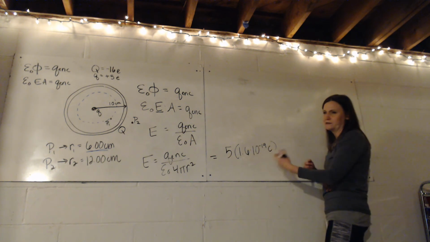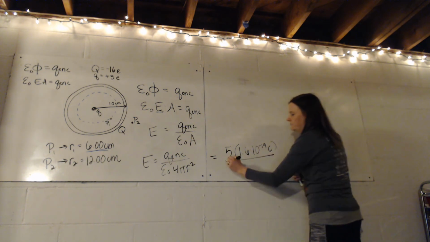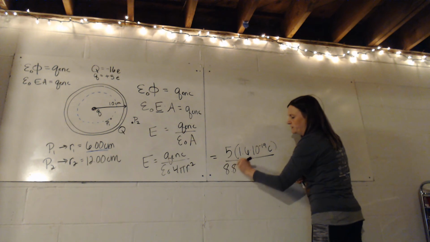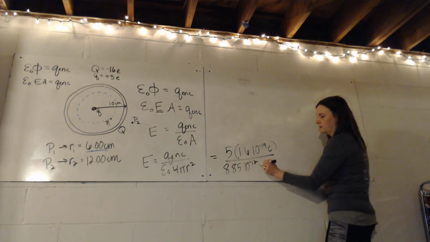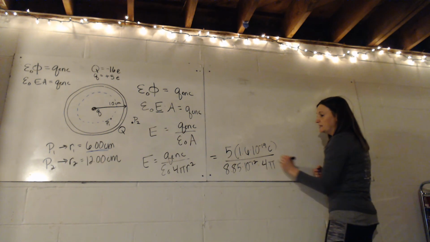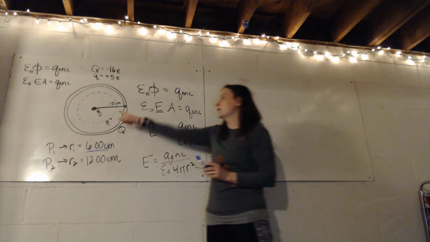So it's just like a constant you will see a lot, divided by epsilon naught, which is 8.85 times 10 to the negative 12. I'm leaving units off because it's getting long. Times 4 times pi. And now the r that I use here is the r of the Gaussian surface.